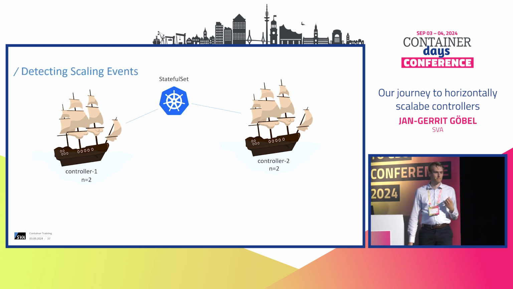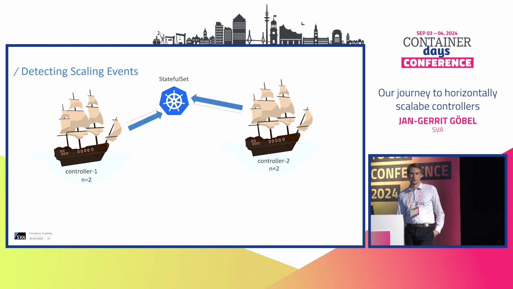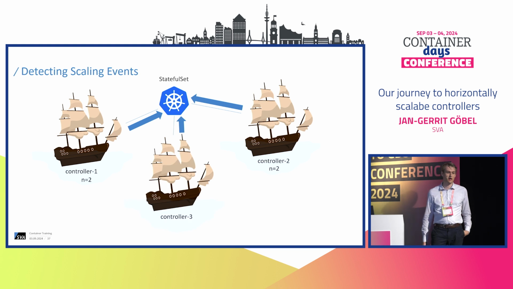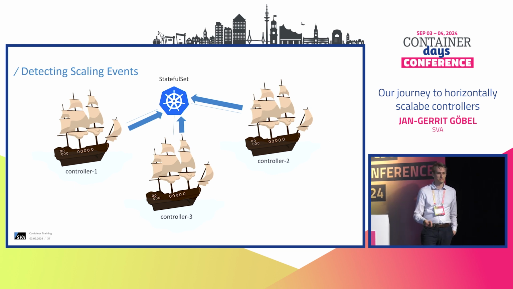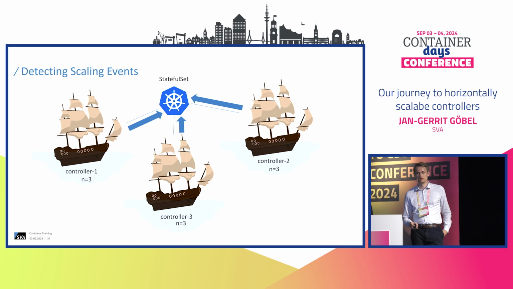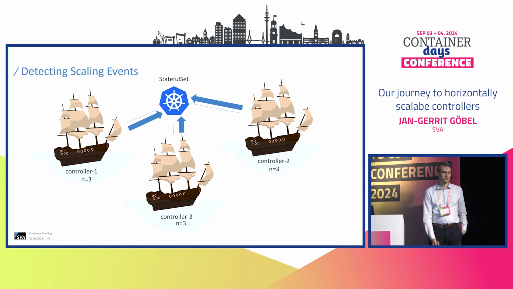So now, if we want to detect scaling events, let's say we have these 2 replicas, so we know n is equal to 2. Now they both watch the stateful set and watch for changes on the stateful set. So now if a change applies, so a third controller comes up, it is given the identity of 3 by the stateful set, then of course the n equals to 2 is not valid anymore, but because of the informer changes, we now know that n is equal to 3, basically.